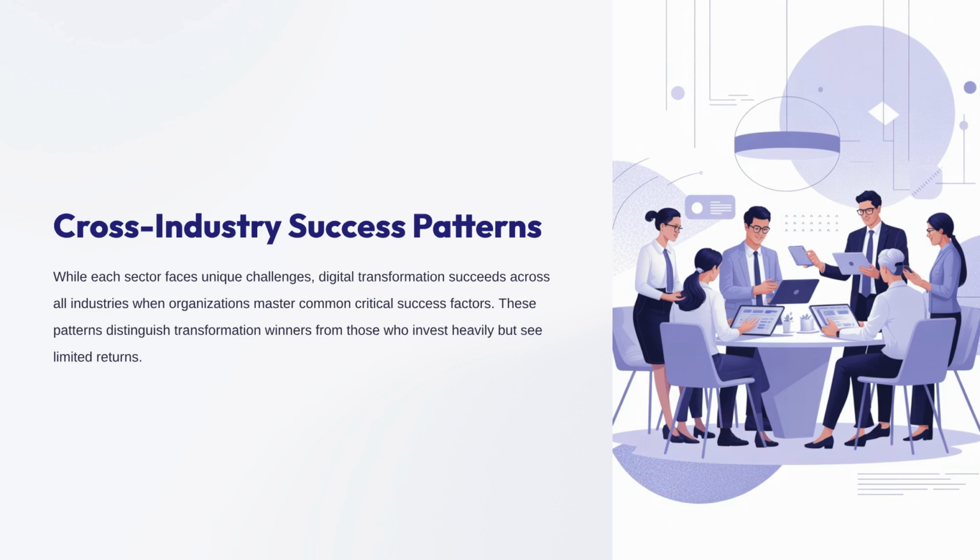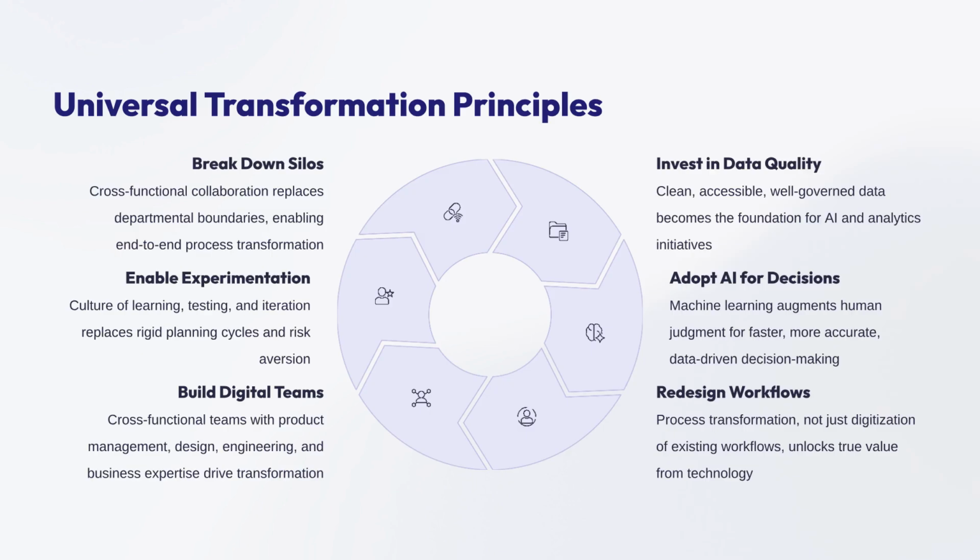Despite sector differences, successful digital transformation across all industries requires mastering common critical factors. These universal patterns separate winners from those with limited returns. Universal transformation principles include breaking down silos, investing in data quality, adopting AI for decisions, redesigning workflows, building digital teams, and enabling constant experimentation.